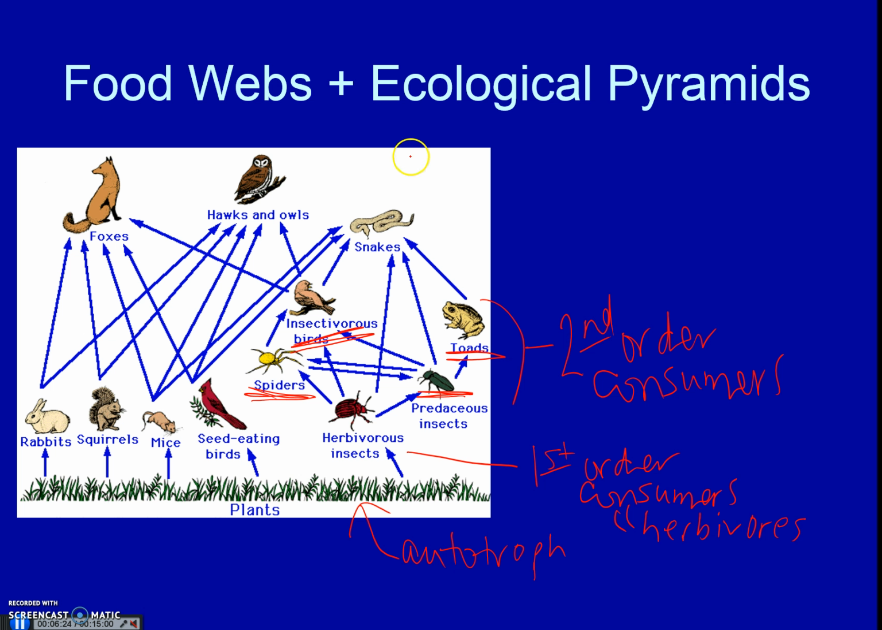And in this food web at the top, we are going to have our third order consumers. And these are going to be your top predators in an ecosystem. So in this one we have a fox, hawks and owls, and snakes.